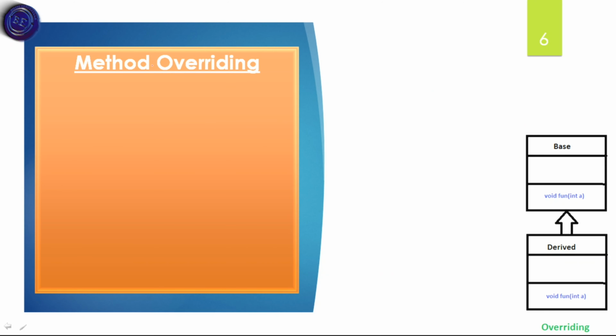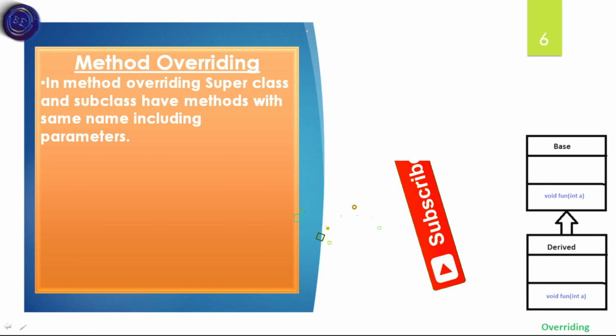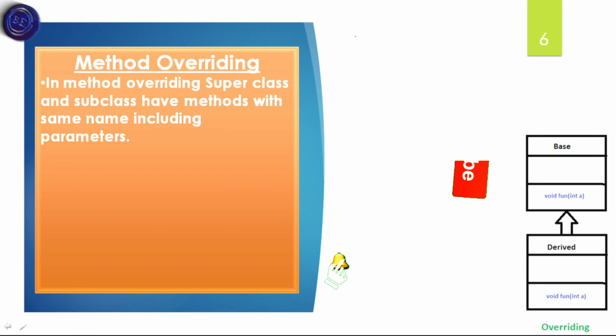Now let us discuss method overriding. What is method overriding? In method overriding, the superclass and the subclass have methods with the same name including the parameters, while in method overloading we have the same class but different parameters. But here in method overriding we have a superclass and a subclass having methods with the same name. The method names are same including the parameters, so the parameters will be same.